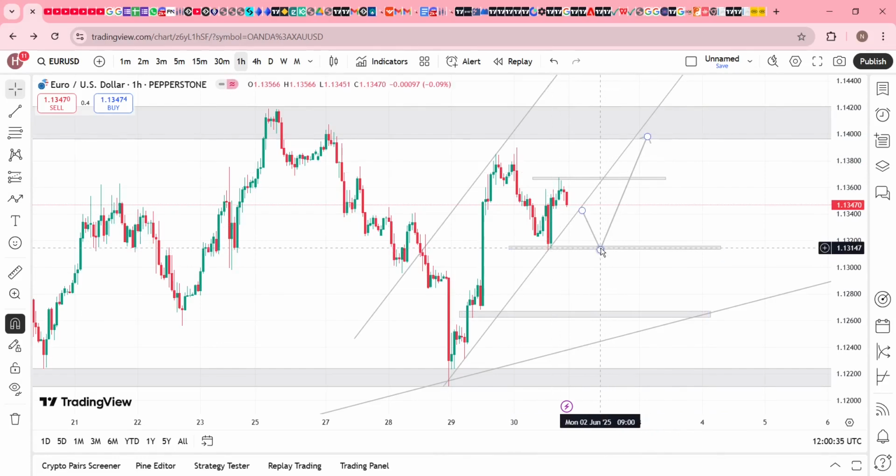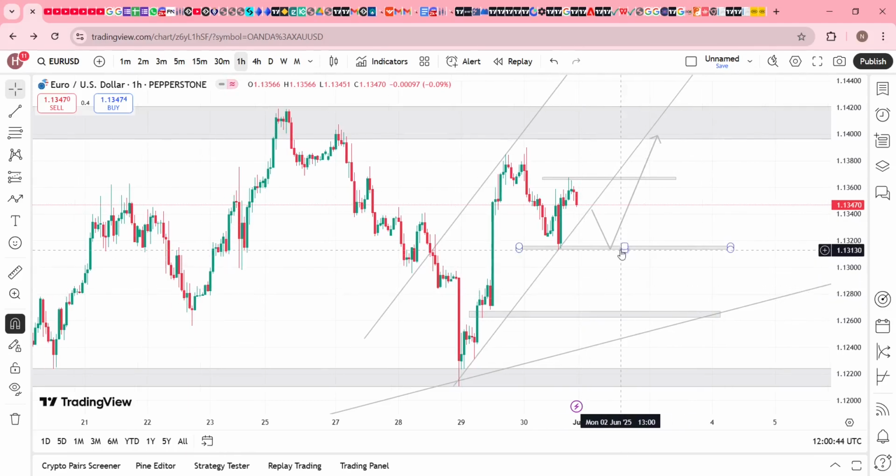We have a double bottom, a valid double bottom at this level, then the market pushes back to enter back into this channel. Or better still, we may see something of this nature. The market can get here, give us a break and retest, and rather push back downward.